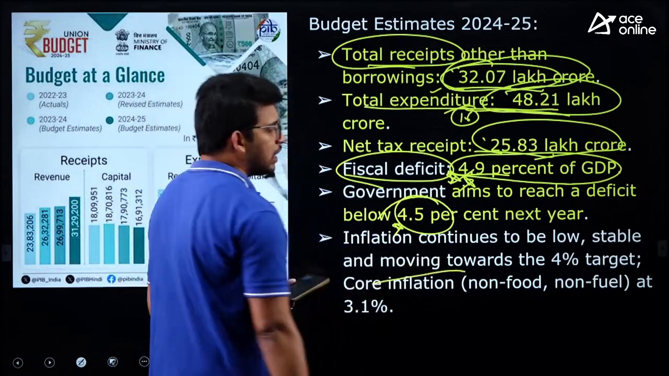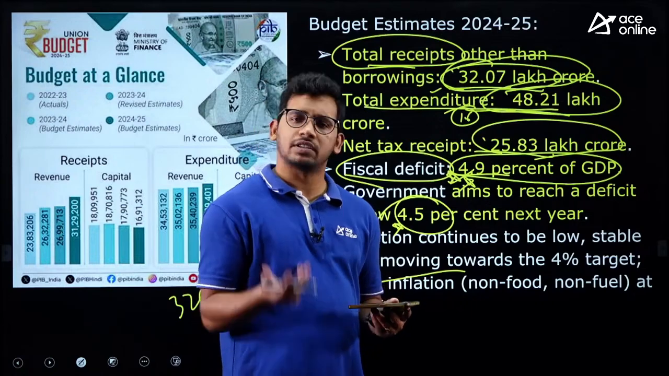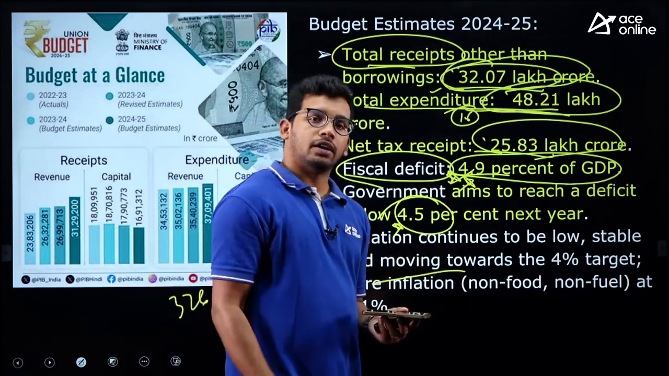Inflation, government says that it is under control. Government's target now is 4% plus or minus 2. Inflation means rise in prices. So the government is aiming in the correct manner.